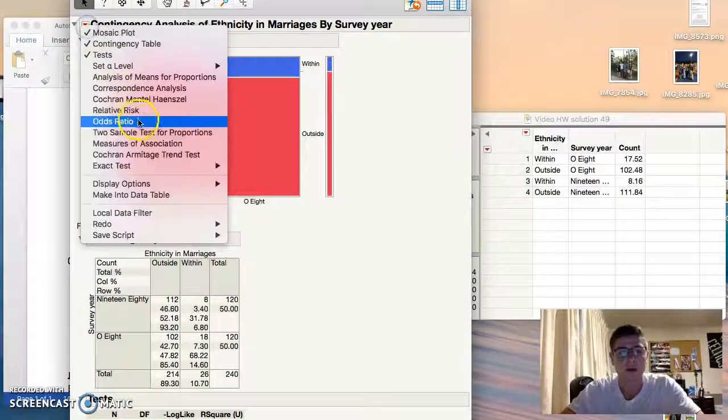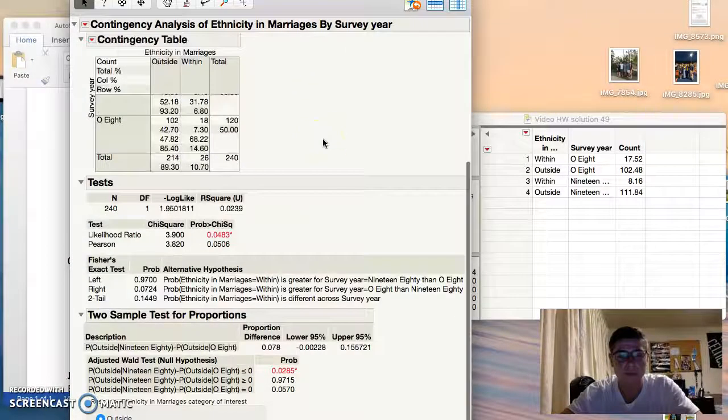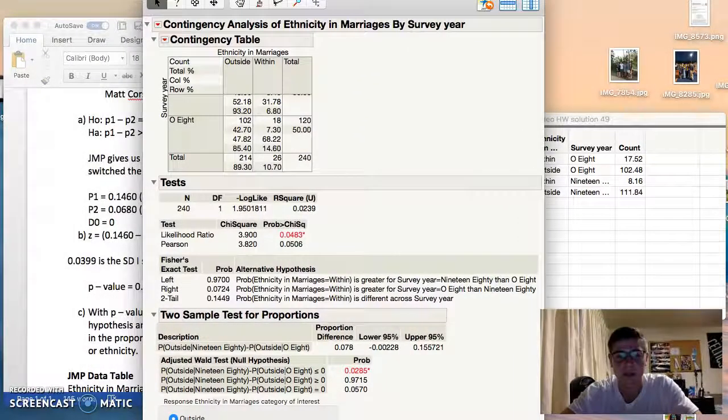Alright, we can jump down over here to the two sample tests for proportions. Let me move that over a little bit. There we go. Down here, our category of interest is going to be outside because that's what we're looking for, outside of our race or ethnicity. And then, like I said, JMP gives us P2, because outside, 1980 was our P2, minus P1. So knowing that, we want the opposite, which is going to be this middle row right here with a p-value of 0.9715.